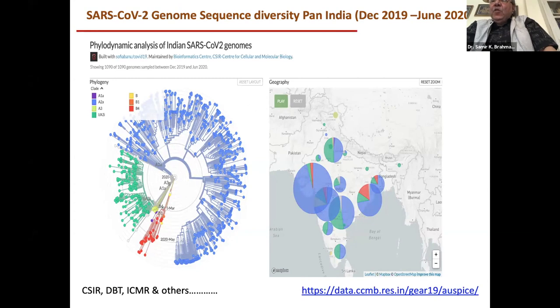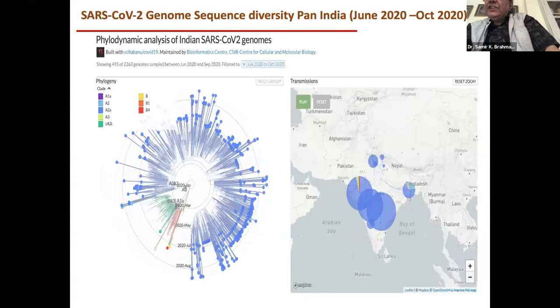So the next question is, in India, is the virus becoming more lethal or more benign? You can see the red and the green ones are very lethal. In the beginning, between December and June, it was very high. And it is, you can see, a collaborative effort of CSIR and other institutions. The next slide will tell you, from June to October, this green and red has vanished. Now, what does it mean? The virus has become less lethal, but more infective. The blue one is more infective, but less lethal. And this is what we are seeing.